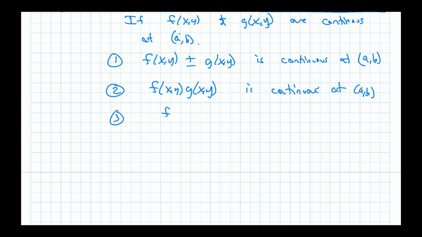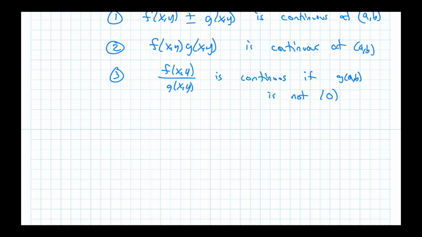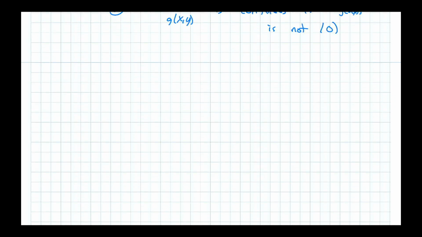Also, f of xy over g of xy is continuous as long as you're not dividing by zero. So this is going to be if g of AB is not zero. Because if it's zero, you're dividing by zero, and of course, that's not good. Doesn't exist. So, all right, let's see here.